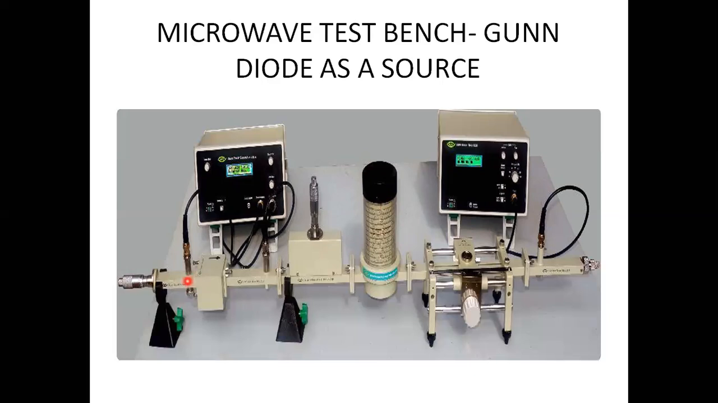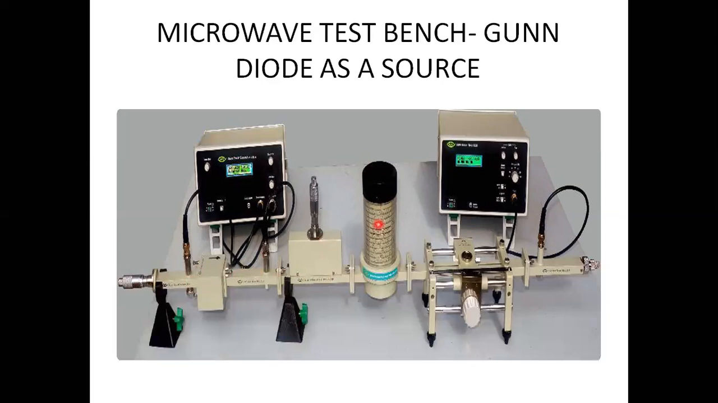And next is this isolator. Here you can see the arrow mark to indicate the power flow direction, only one direction. Back wave propagation will be blocked. And this is a PIN modulator, to modulate the waveforms. And next is a variable attenuator. It will reduce the power.